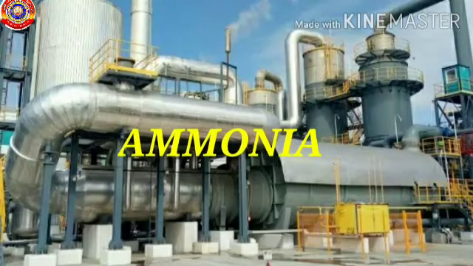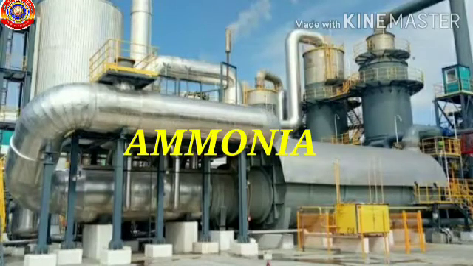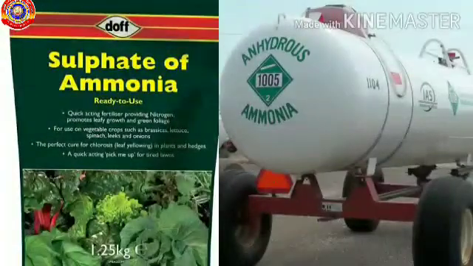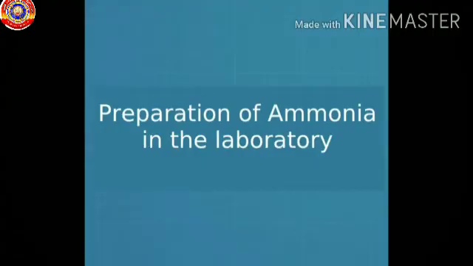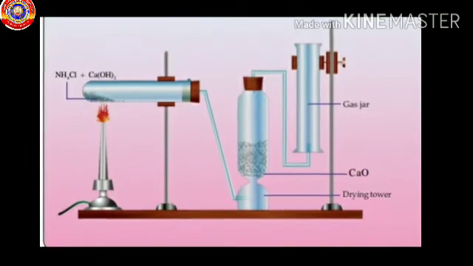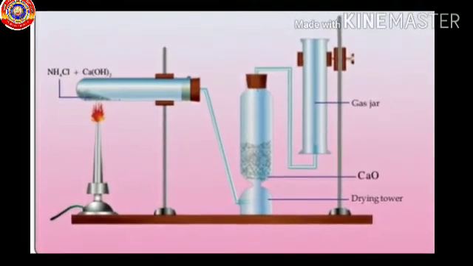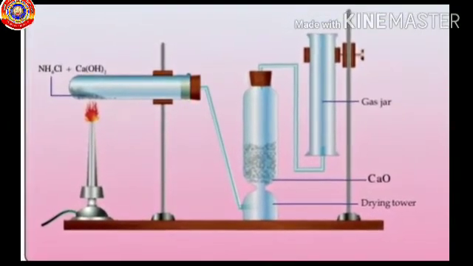Let's begin with the compound ammonia. As I told you, ammonia is an important raw material for the production of nitrogenous fertilizers, which are essential for the growth of plants. Let's know about how ammonia is prepared in the laboratory. This is the experimental setup for the preparation of ammonia in the laboratory.